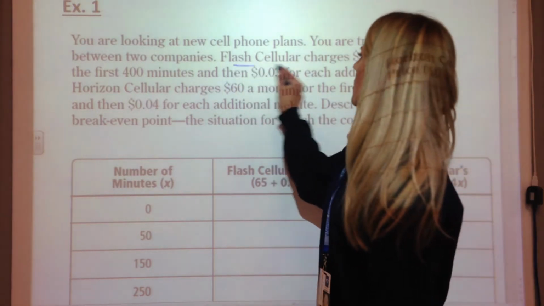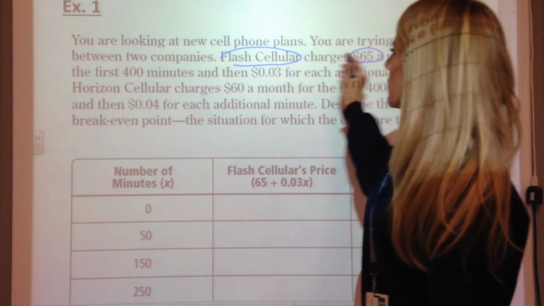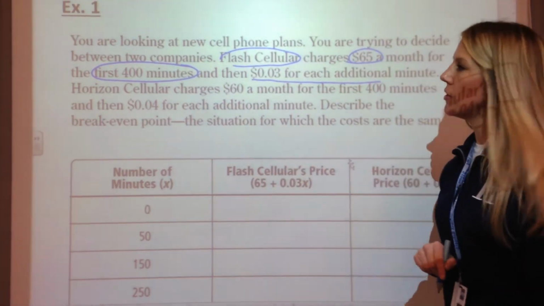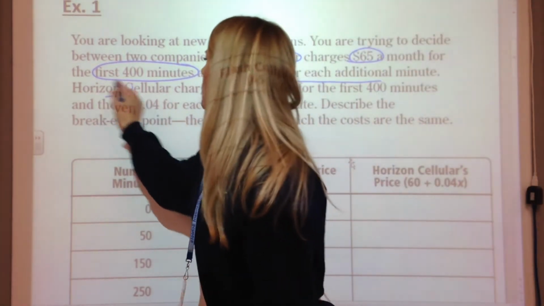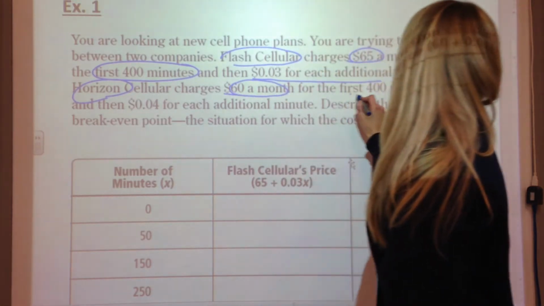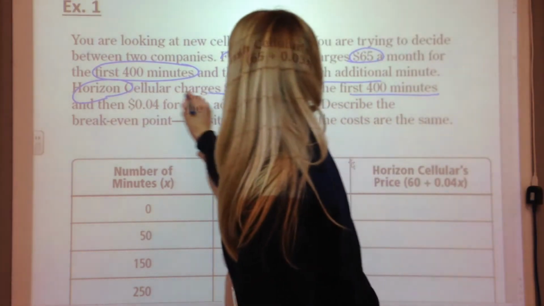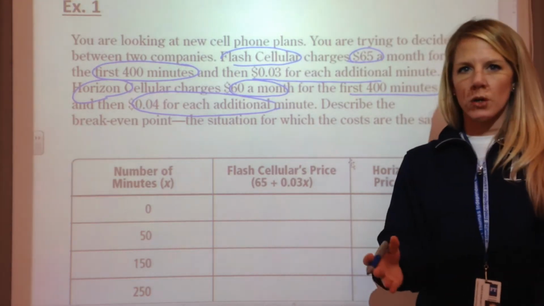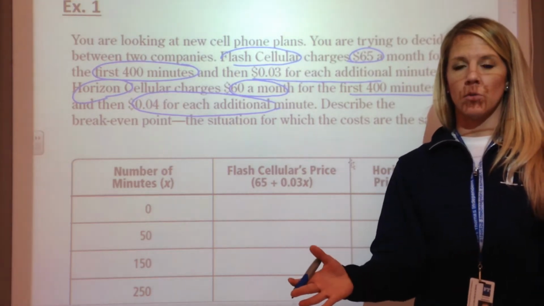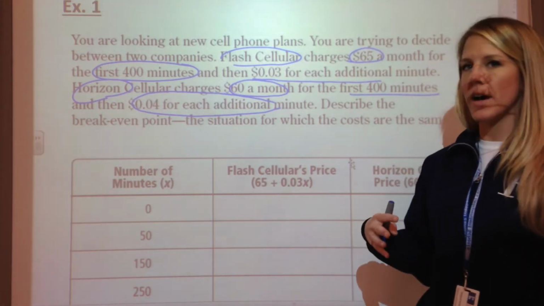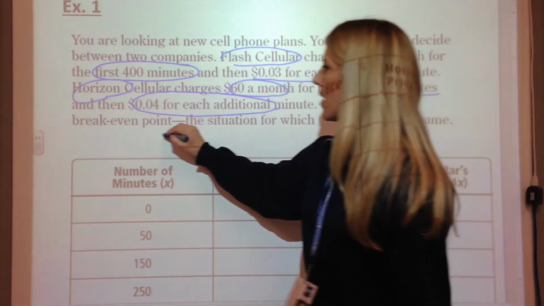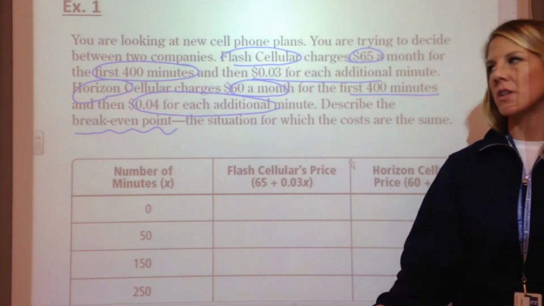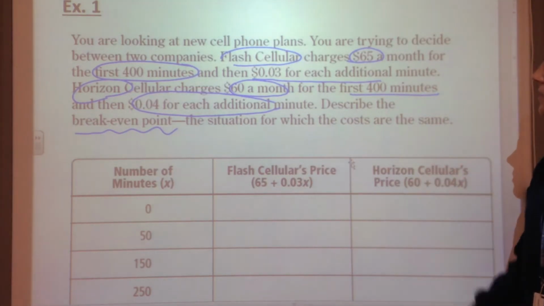Okay, so let's go back. Flash charges $65 a month for the first 400 minutes, then 3 cents additional. Horizon charges $60 a month for the first 400 and then 4 cents for each additional. We want the break-even point, meaning when are we going to be spending the exact same amount? So when would we pay the companies the same amount? We want to figure out how many minutes we are going to use our phone, and the cost will be the exact same. So the costs are the same.